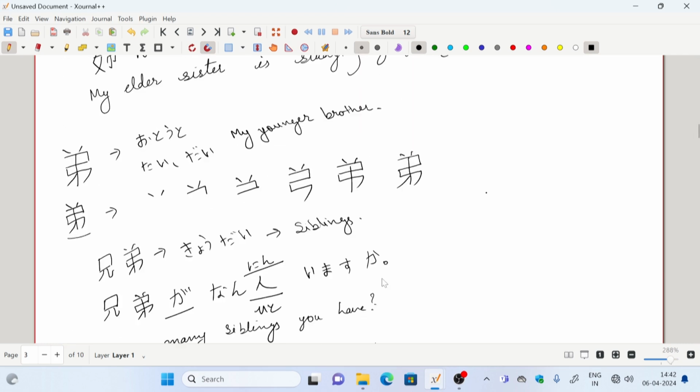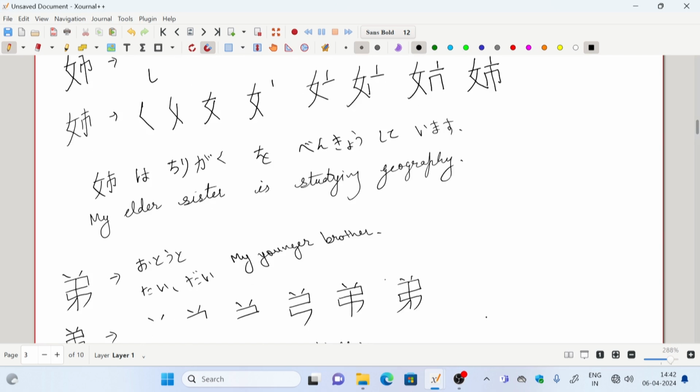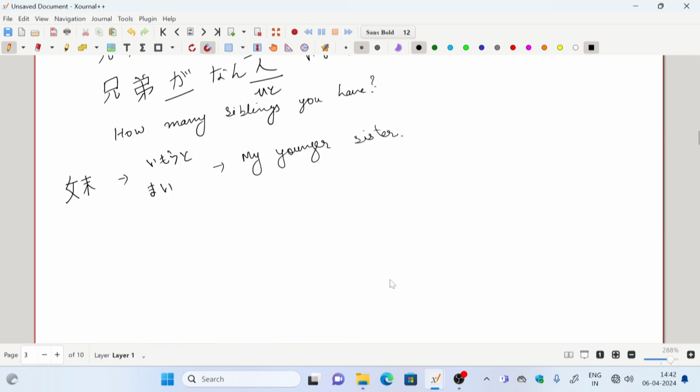If we combine the kanji of imoto with ane, it would actually make sisters. Okay, so first we'll write kanji of ane, and we'll combine it with imoto. So it will become sisters, and it will be read as shimai.